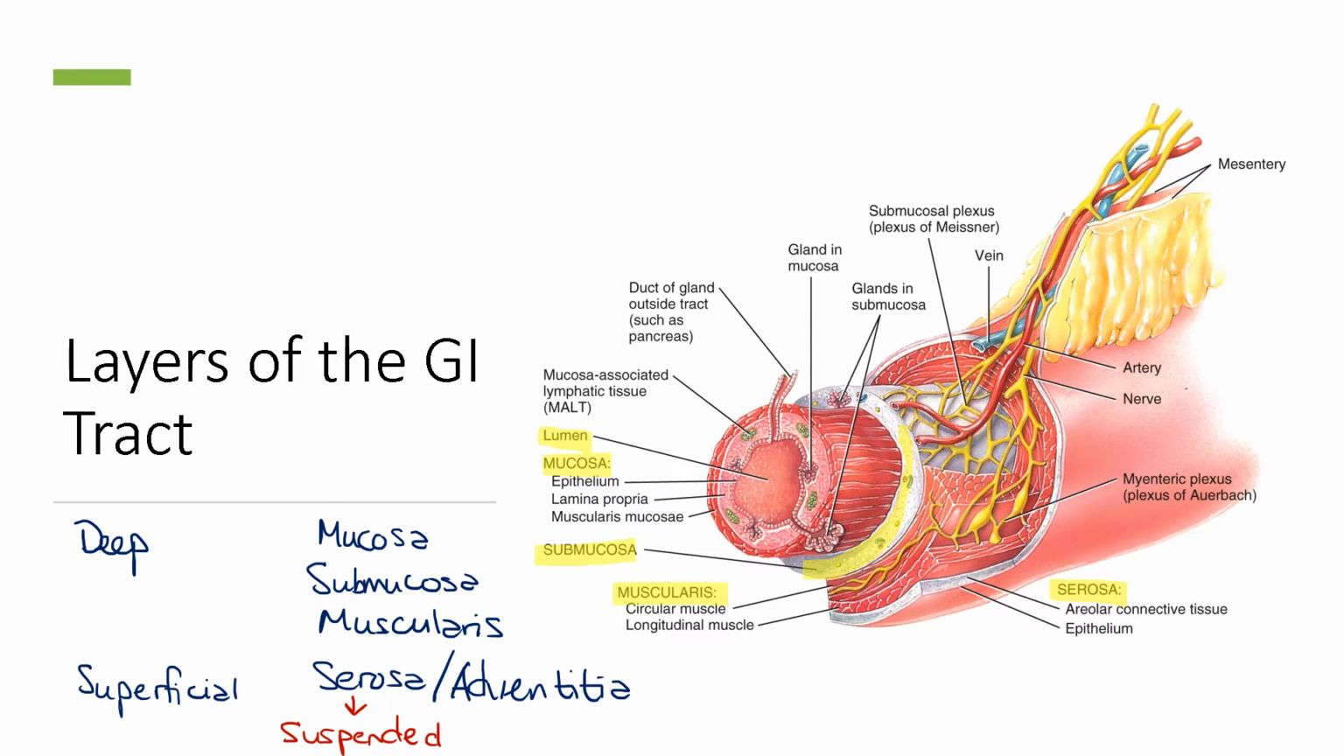Now in the esophagus, we don't have a serosa. Instead, there's only a single layer of areolar tissue called the adventitia, and this forms the superficial layer of the gastrointestinal tract. So this is only going to be in the esophagus. This is in the non-suspended portion of the GI tract. Throughout the whole rest of the GI tract, that's all suspended. It is a serosa.